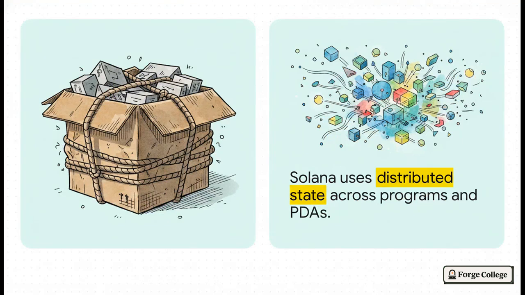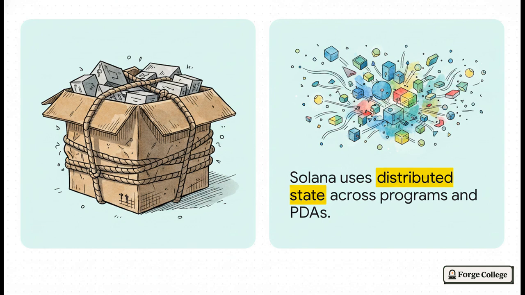Okay, think about it like this. Over in EVM land, a smart contract is basically this giant, super heavy cardboard box. It's kind of like a digital episode of Hoarders. Every single thing is just stuffed inside it, your logic, the variables, the user balances, the whole shebang. But on Solana, it's the exact opposite.